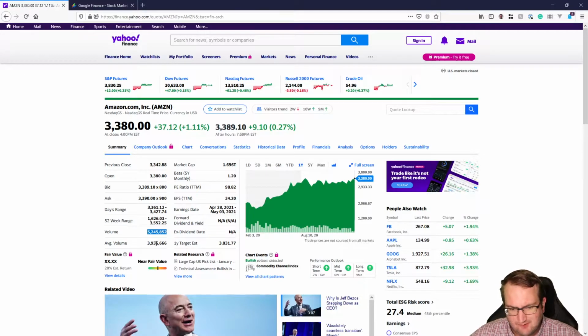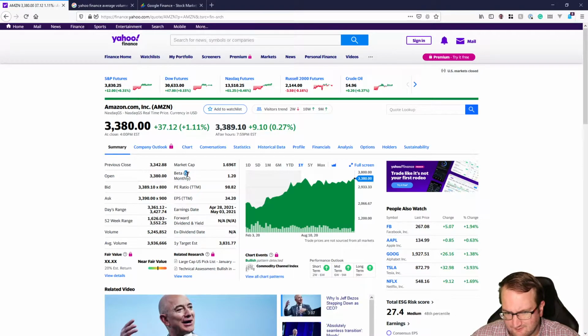Volume tells you how many transactions of shares are going on, so how many shares were exchanged during that day of trading. Market cap is the capitalization of the company, and so basically what it is worth.